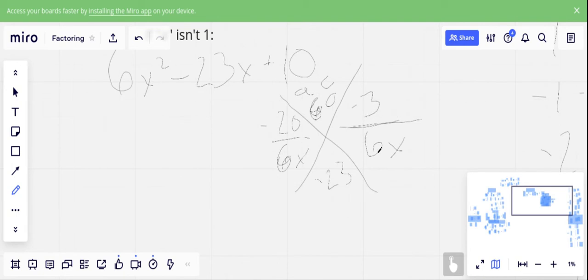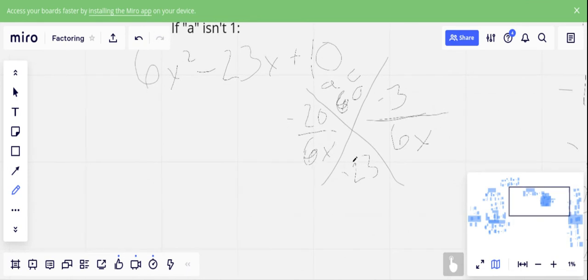So just to reiterate the last step, we found two numbers whose product is 60, which is A times C, and whose sum is negative 23, or the B value, and we put them into the two sides of the x. Now we have to divide both of those numbers by the a value and add an x to the a value. So that's where we're at right now.